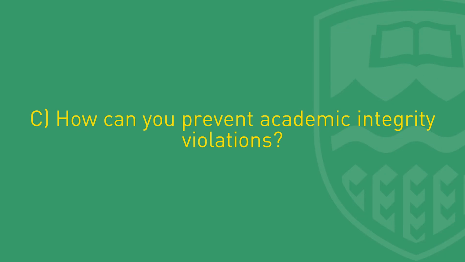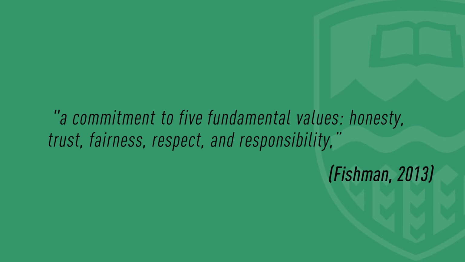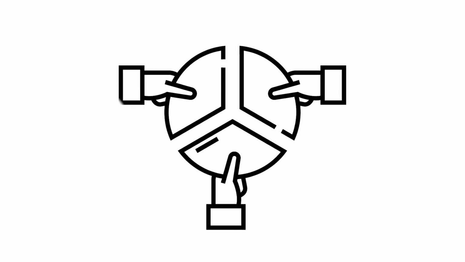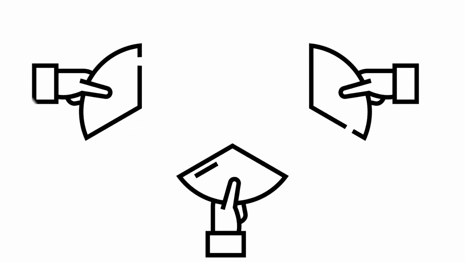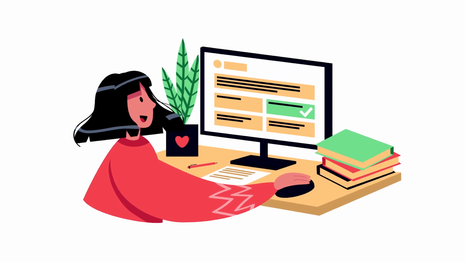C. How can you prevent academic integrity violations? What is academic integrity? According to the International Center for Academic Integrity, it is a commitment to 5 fundamental values: honesty, trust, fairness, respect, and responsibility. Prevention in design. Dr. Roger Graves found that high-stake assessments make it more tempting for students to cheat. Knowing this, instructors might consider giving shorter exams or quizzes more often throughout their online course. Assuming the weighting of an exam grade remains the same, say 30% for a traditional exam is now 30% for exams throughout the course, this turns one high-stakes test into a series of low-stake exams. Students get feedback on their progress more frequently throughout a course, and they're less anxious about writing large exams.